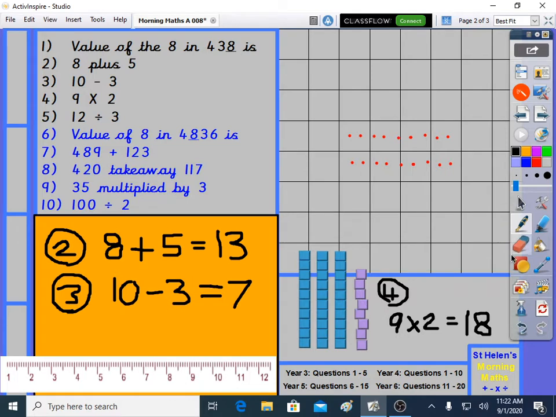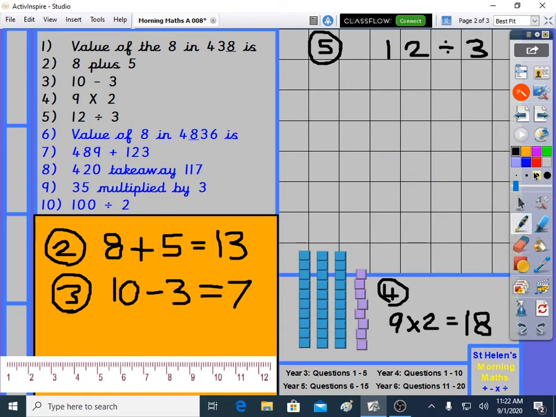Let's get on to question 5. I'm going to go right at the top for question 5. I'm just trying to leave the previous questions on in case some people are trying to keep up. Please do your best to keep up with me. 12 divided by 3. Right, I can draw this one. Let's do some bigger dots this time.